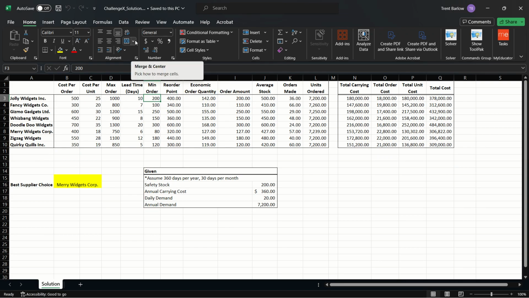First thing we're going to want to look at here is what we're doing, which is finding which of the suppliers will be our best option based on the cost factors. So we're going to divide it up into three different costs: carrying costs, order costs, and unit costs, and then find total cost and determine which one will be our best option.